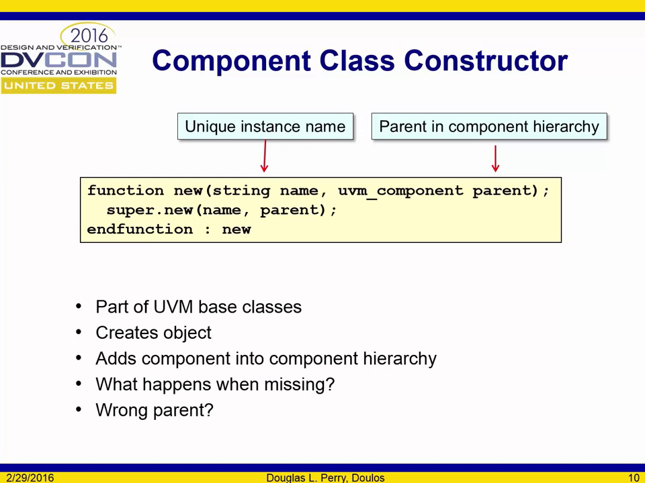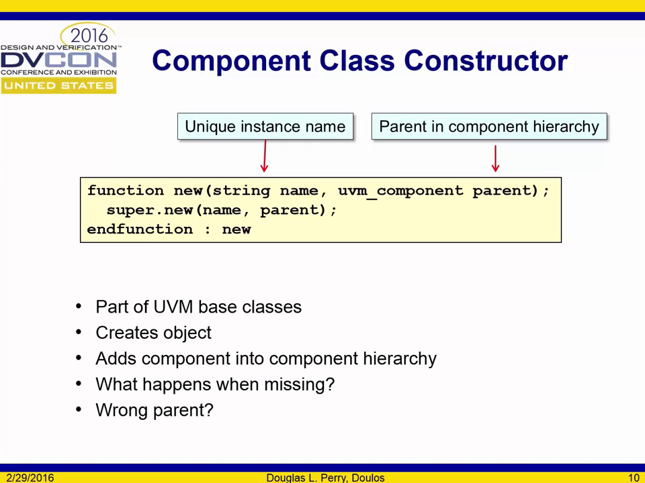Now, what if you pass in the wrong parent? We'll see an example of that coming up. But effectively, what happens is that you now don't get the proper reporting happening. In other words, the hierarchy for your reporting is not correct. So it may look like, especially if you pass in null, this component is at the top of the hierarchy, which is not where it's probably at.